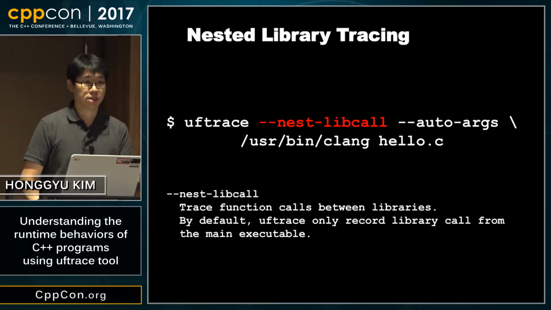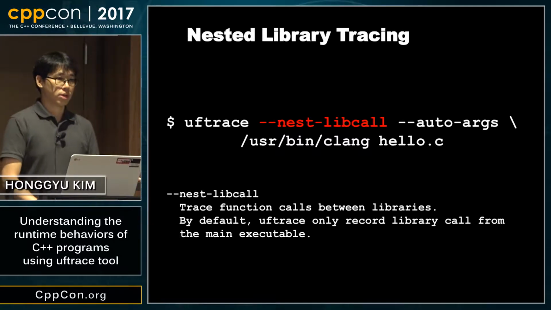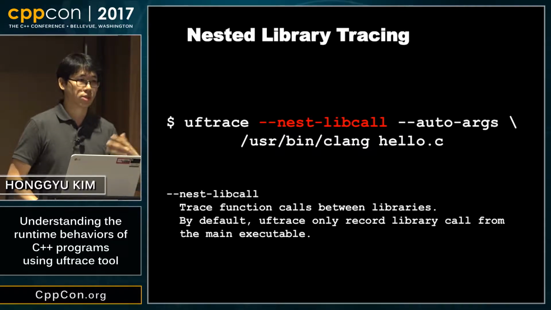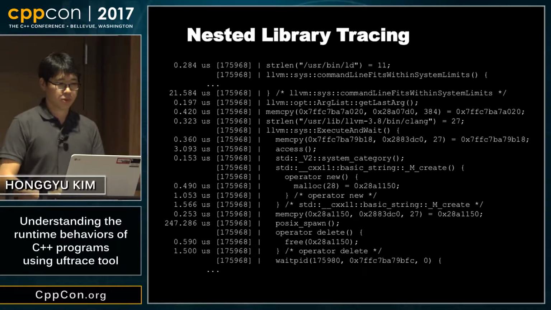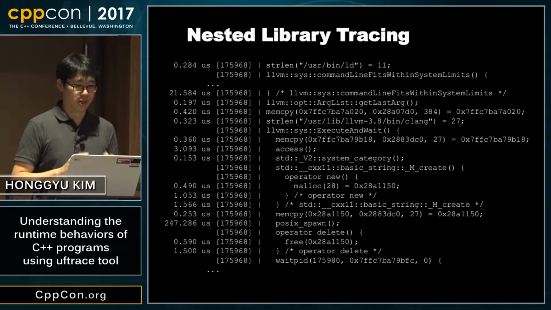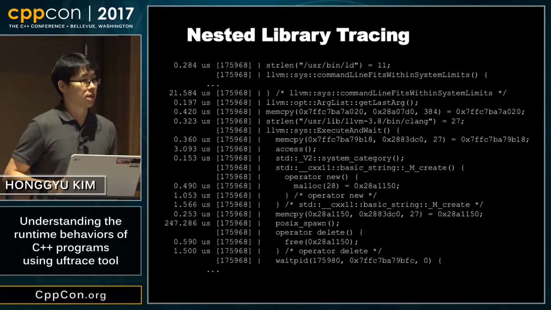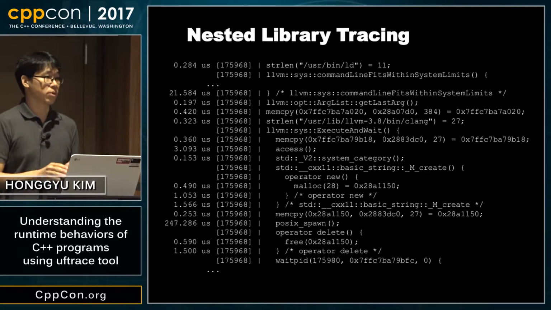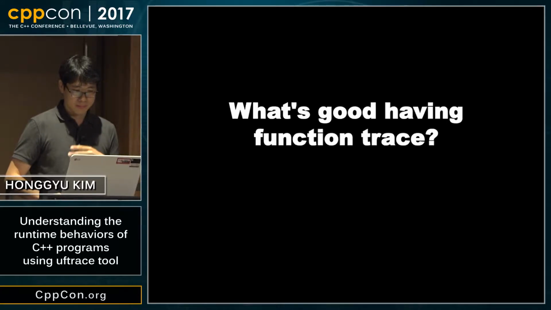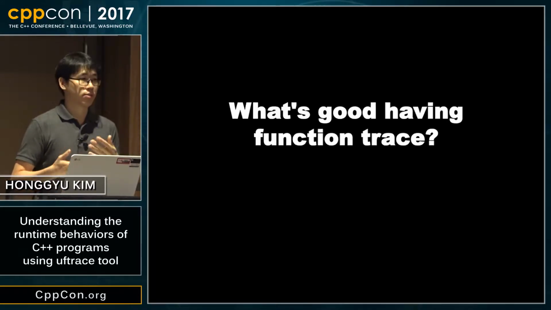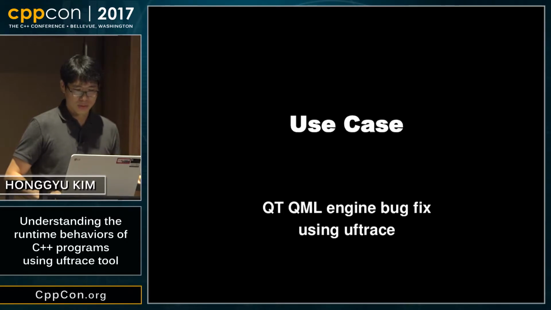And you can also trace the nested library calls. As I mentioned, by default it traces only the first level library calls, so we miss a lot of library calls. This option follows all the library calls inside the library calls. So this is a Clang binary tracing, and if you trace the Clang binary, you can see this kind of nested library function calls. This is also a private binary. So we can see the function trace, and so what's good?